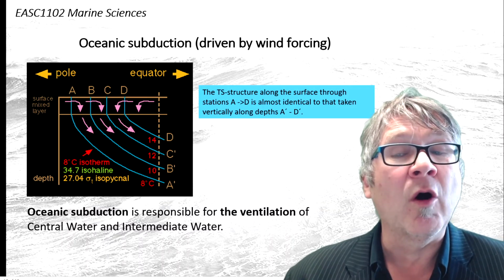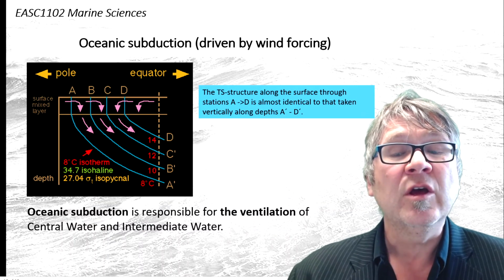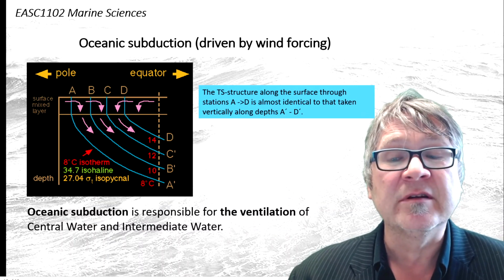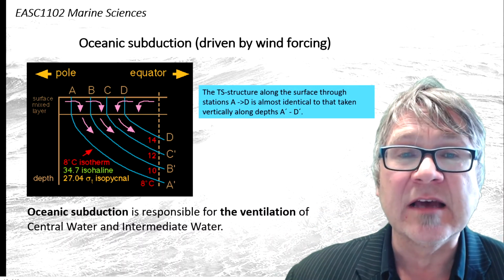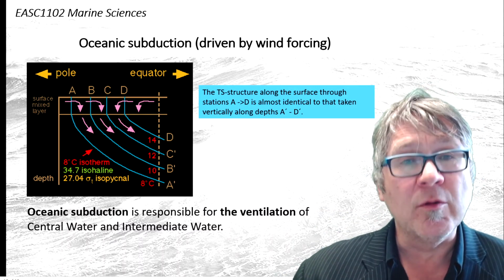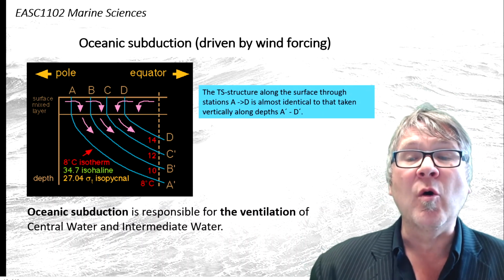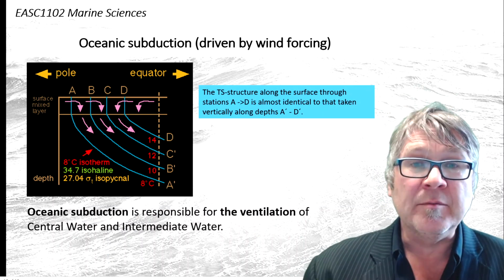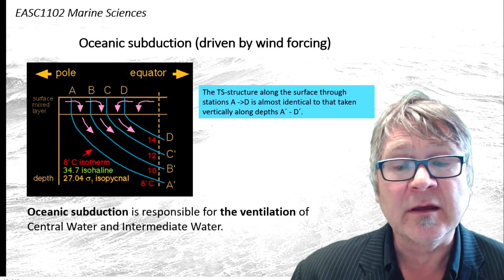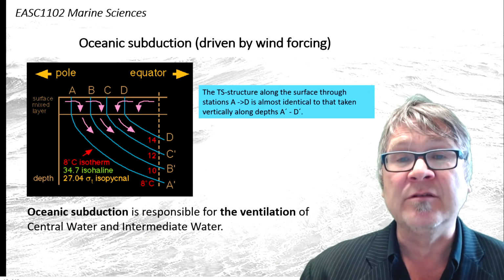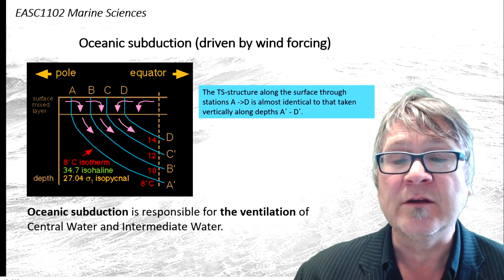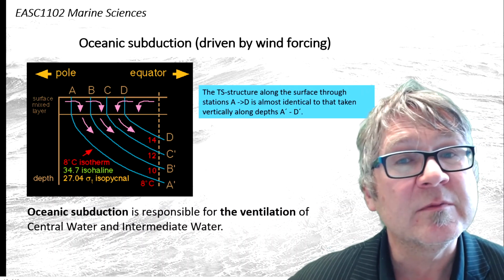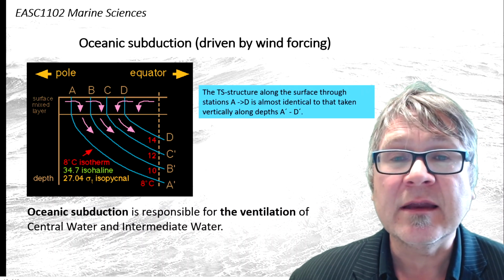So instead of a horizontal stratification, you end up with a vertical stratification. And this is how new water ends up within the permanent thermocline, and this is how the intermediate water is formed. Okay, in this example, it is induced by winds. Okay, the surface winds, driven by wind force. This mechanism is called oceanic subduction.